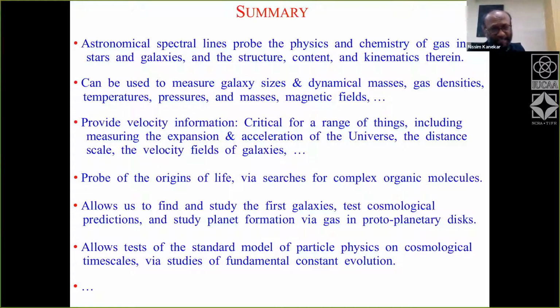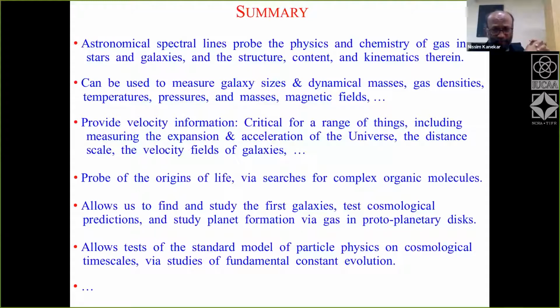Most importantly, I think spectral lines provide velocity information. And this is super important because this lets you measure the expansion of the universe, and of course, in more recent years, the acceleration of the universe. If you didn't have spectroscopy, you would not be able to infer the presence of dark energy in the universe. It lets you measure the cosmological distance scale and hence the Hubble constant. It lets you measure the velocity fields of galaxies and hence find evidence for dark matter.